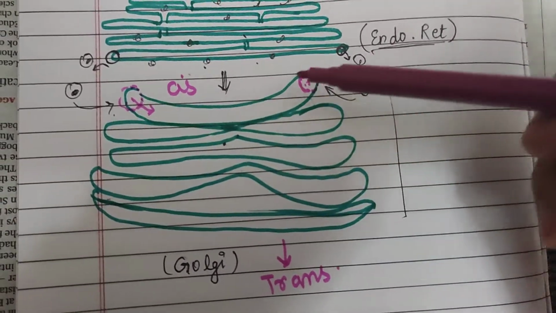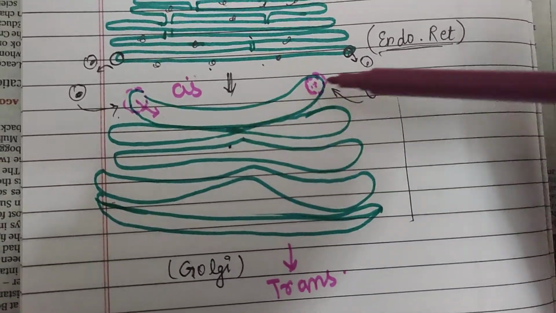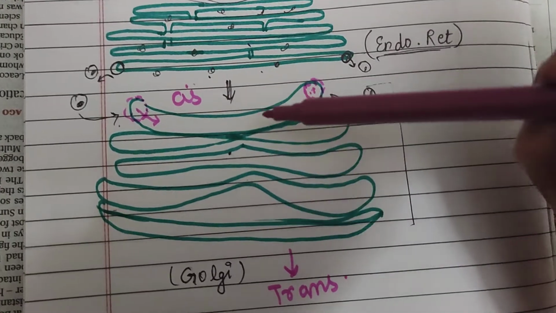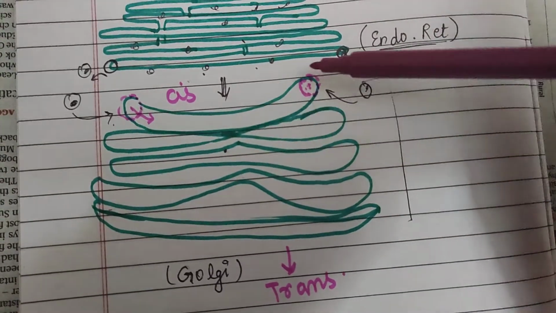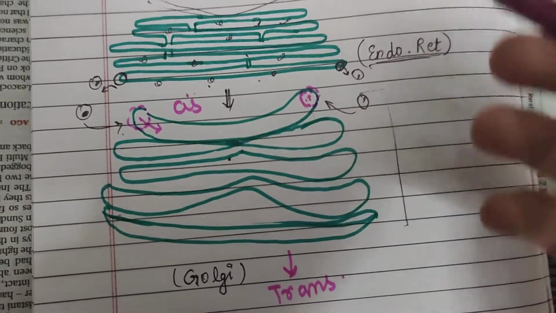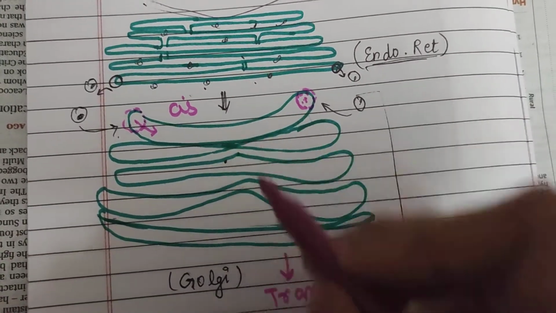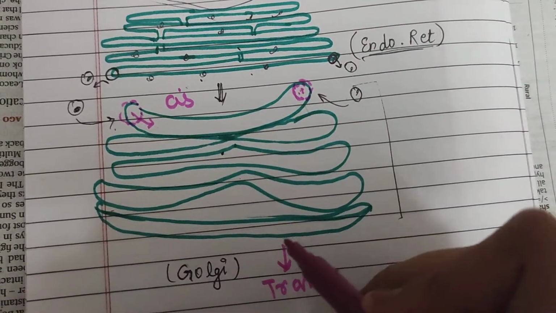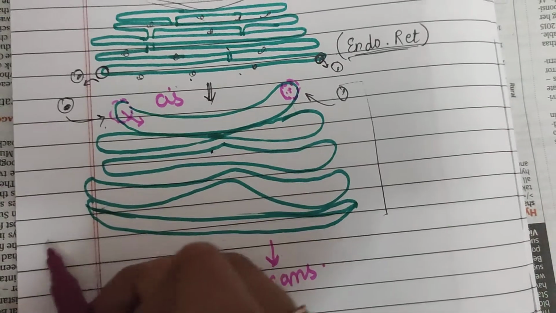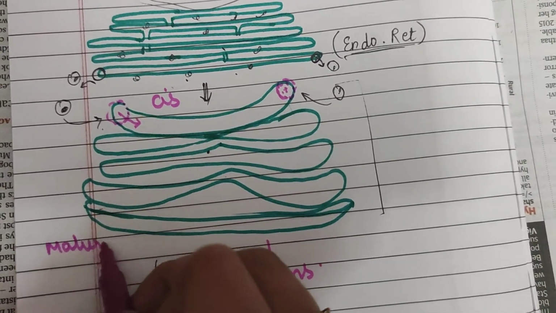Now this face is, in a way, going to receive, and this face is going to liberate it. So this face is hence also known as the maturing face.